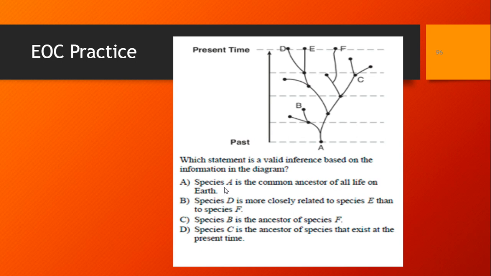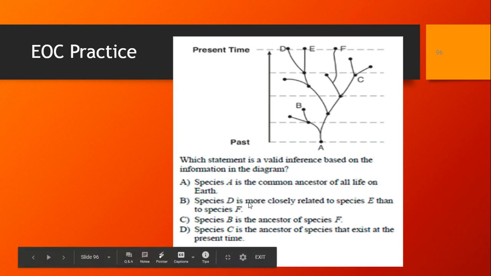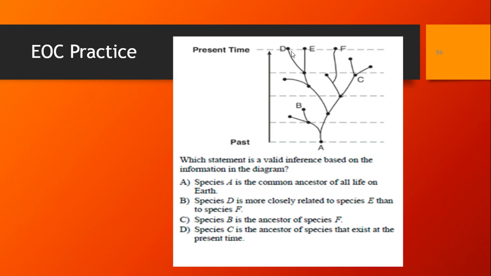So it's not A. B, species D is more closely related to species E than to species F. So D more closely related to E than F. Yep, D and E matched up quickly. They diverged from the same point, same common ancestor. So they are more closely related than F, which didn't have a common one until way back at this point. So B is probably your answer, but we'll keep going.